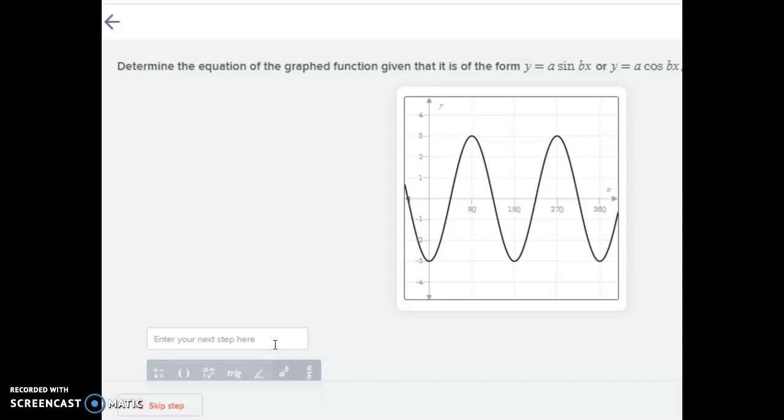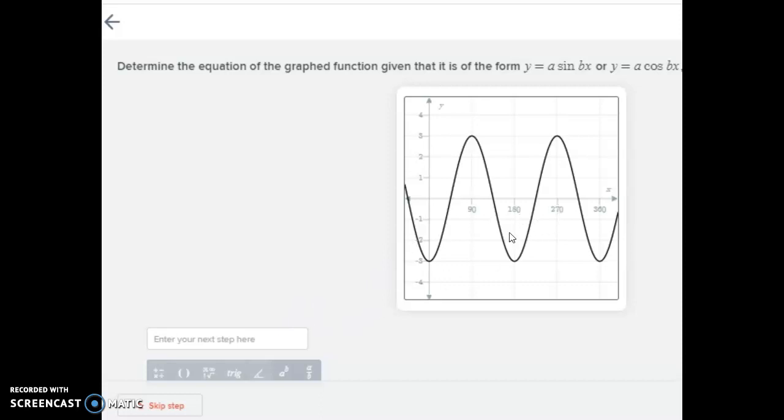So the first thing you see on the graph is that the x-axis is in degrees, 0, 90, 180, 270, 360. Well, that's just pi over 2, pi, 3 pi over 2, 2 pi. But we're going to be talking about degrees.